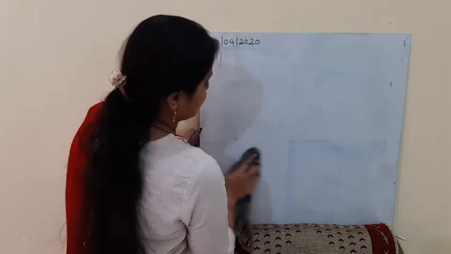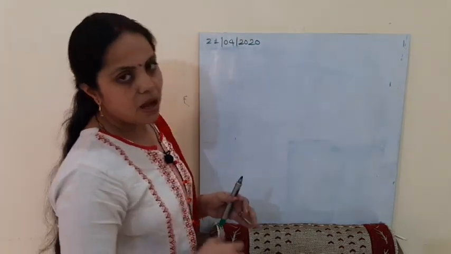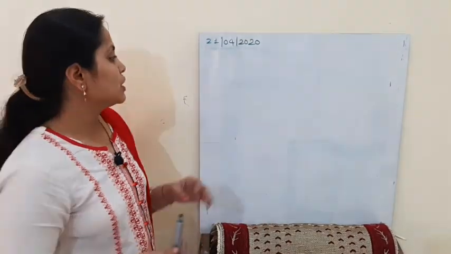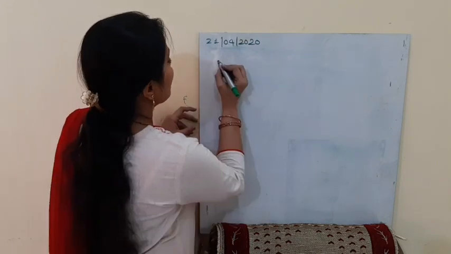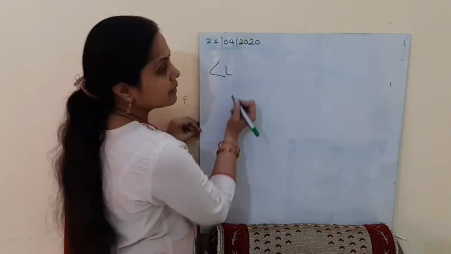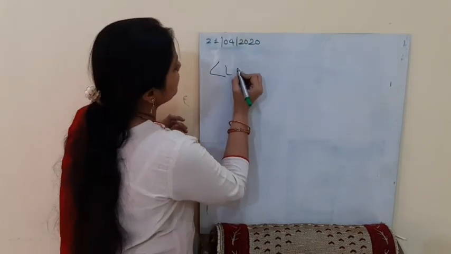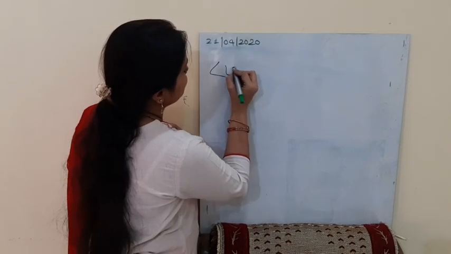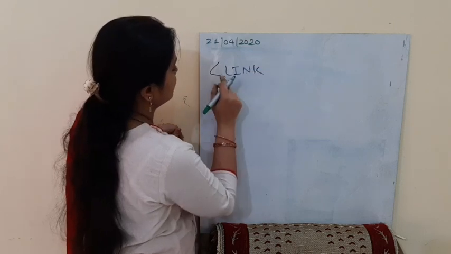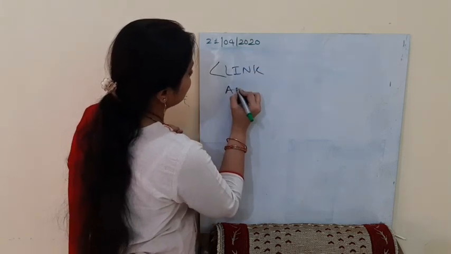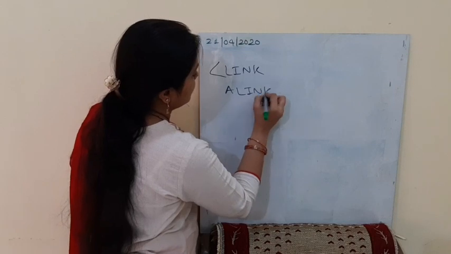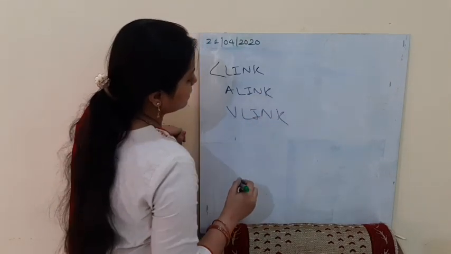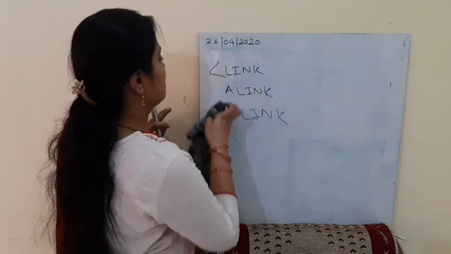Now after this I am going to talk about one more element, your links. Now what are links? Links are text that will take you to another page. So for inserting links we have three things that we will be using: link, a link and v link. See children, these are attributes of the body tag.